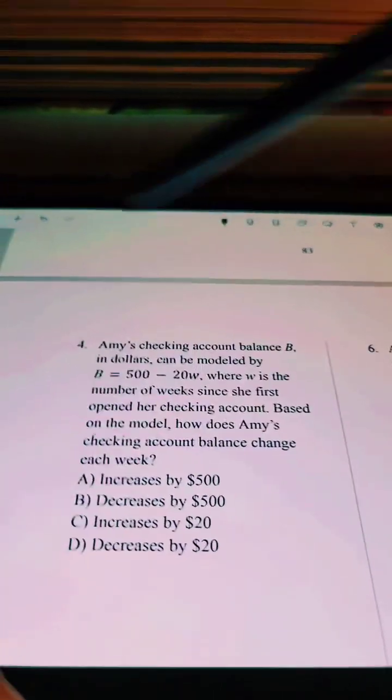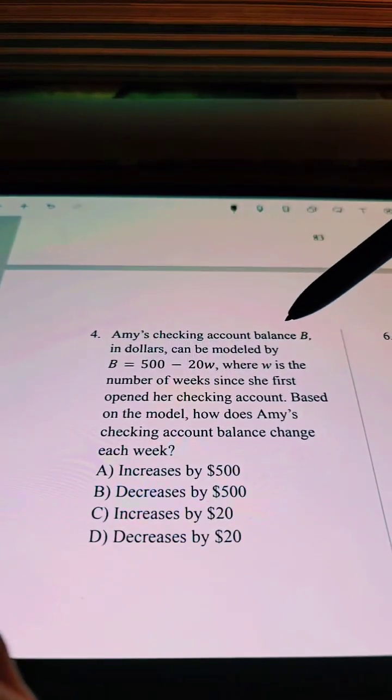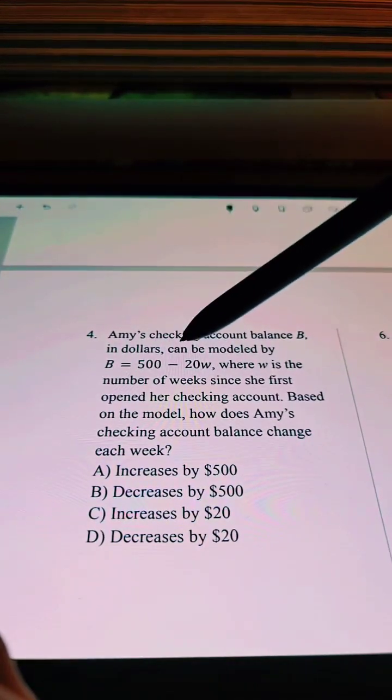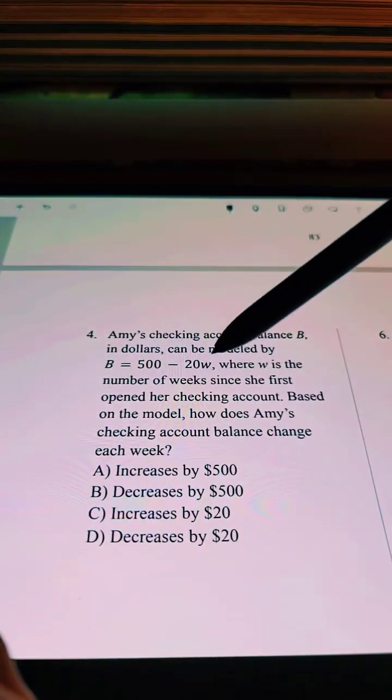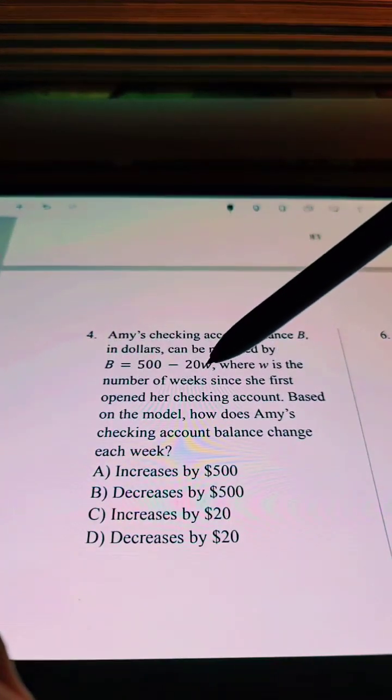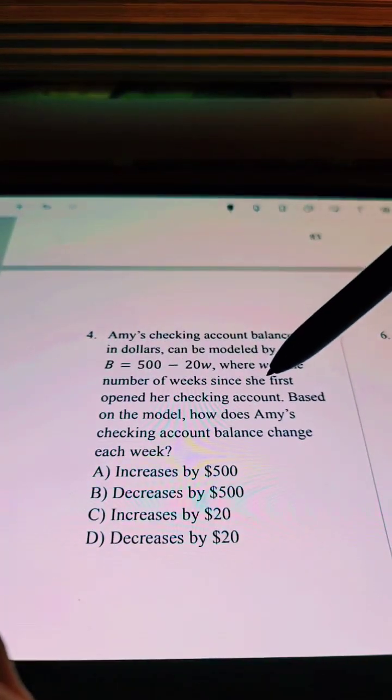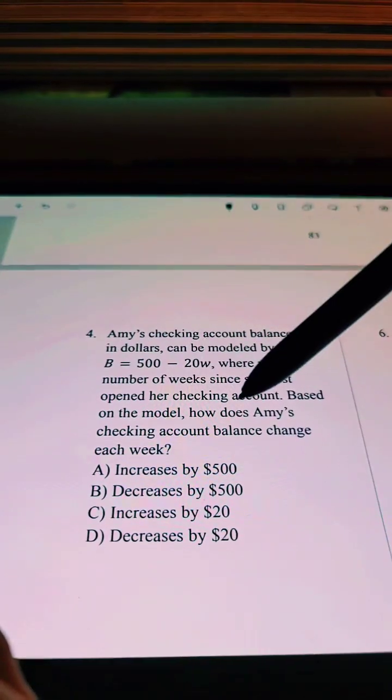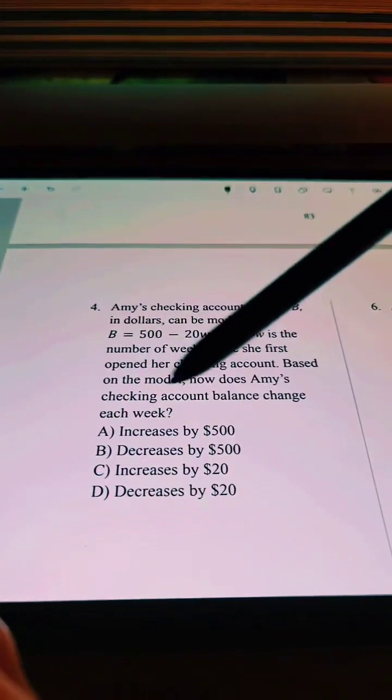Yes, it's B. Amy's checking account balance, B, in dollars can be modeled by this equation right here, where W is the number of weeks since she first opened her checking account. Based on the model, how does Amy's checking account balance change each week?